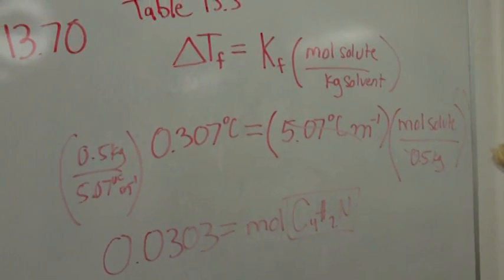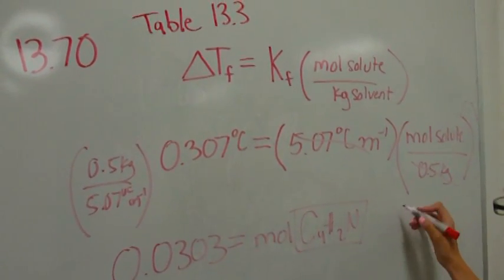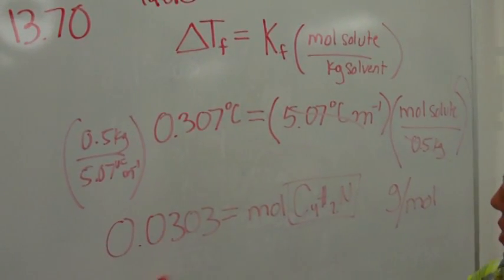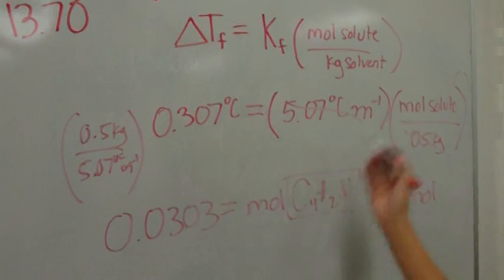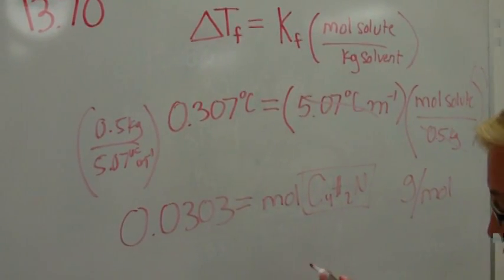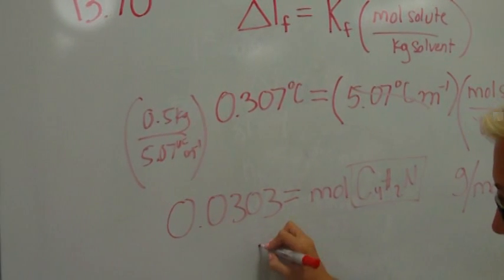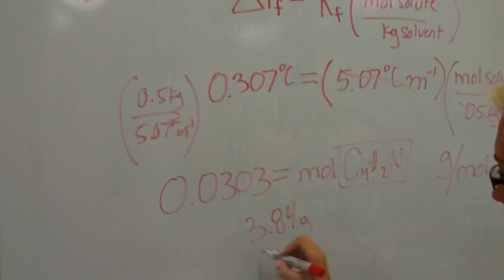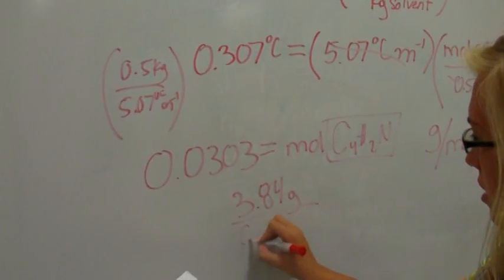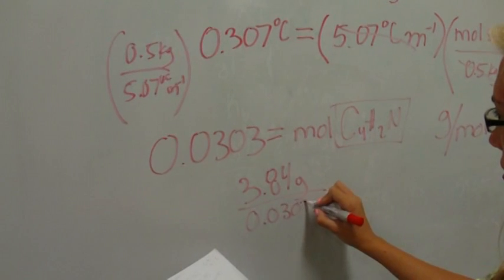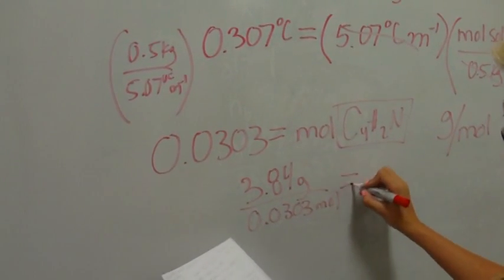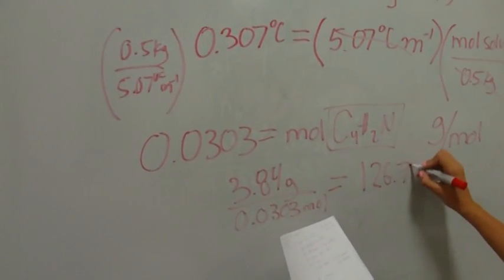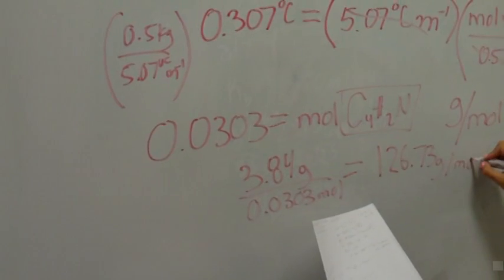They wanted to know the molar mass. So we know that molar mass is in units of grams per mole. We just calculated how many moles are in our solution, and they told us how many grams. The grams they told us in the problem were 3.84, and the moles we got were 0.0303. So do that math, we get 126.73 grams per mole.